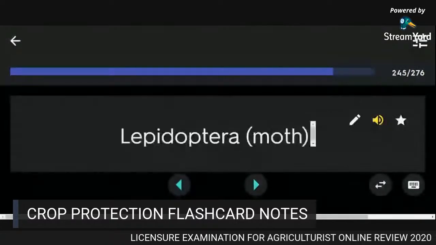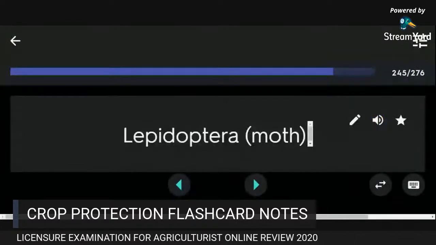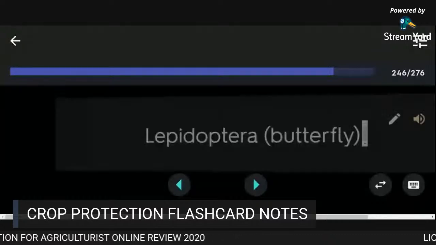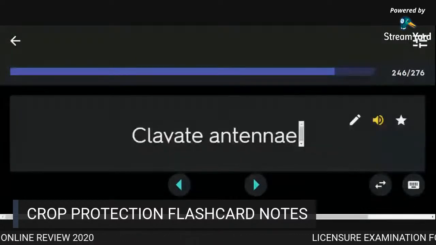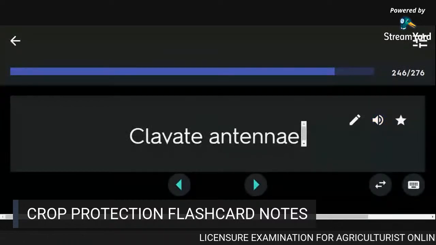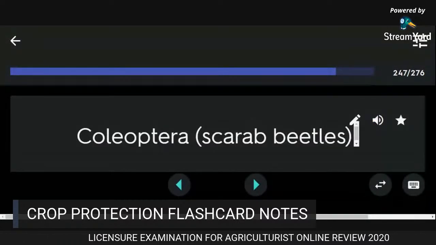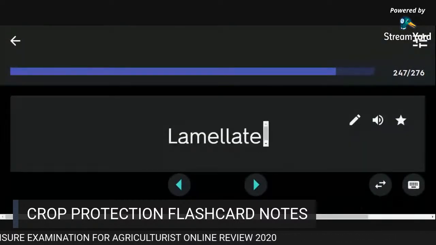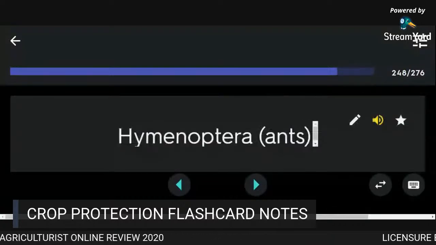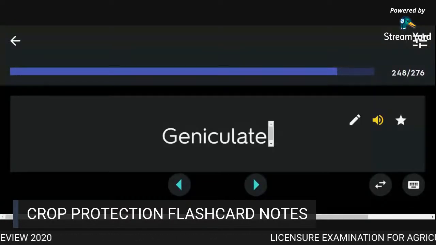Lepidoptera: bipectinate. Lepidoptera: clavate antennae. Coleoptera: lamellate. Hymenoptera: geniculate. Diptera.